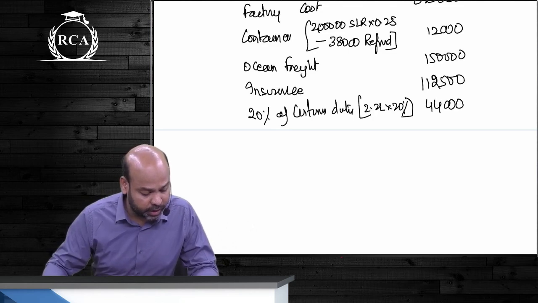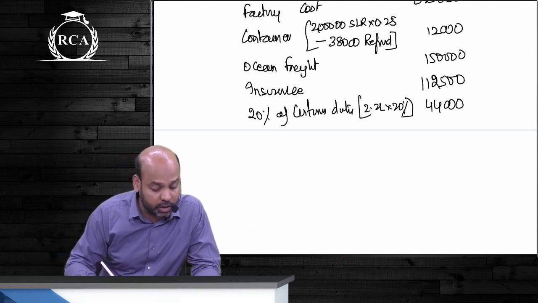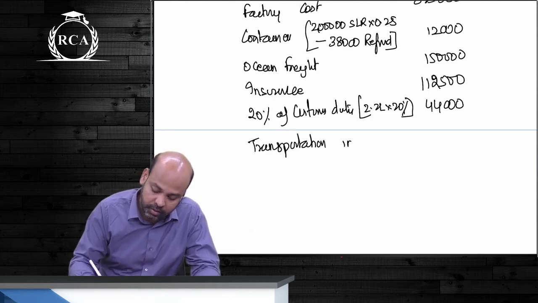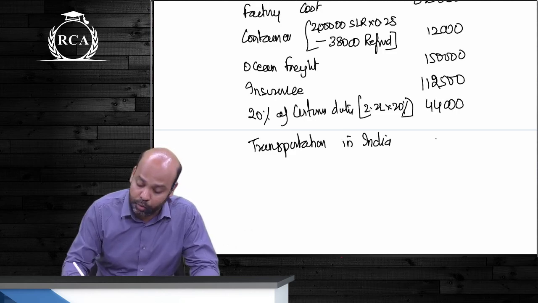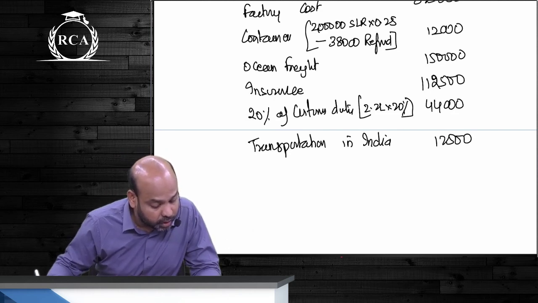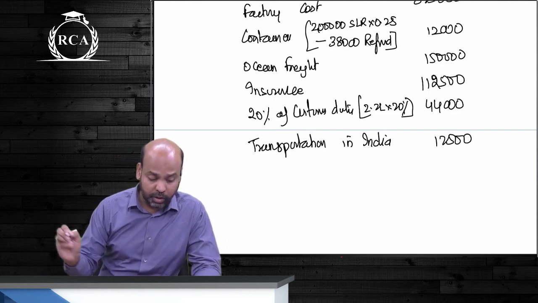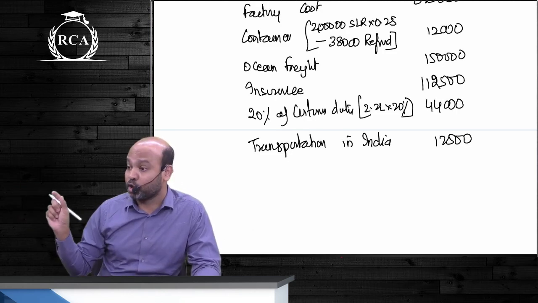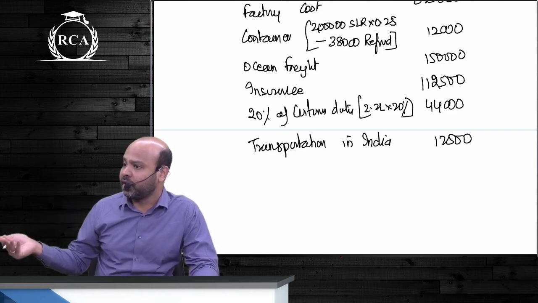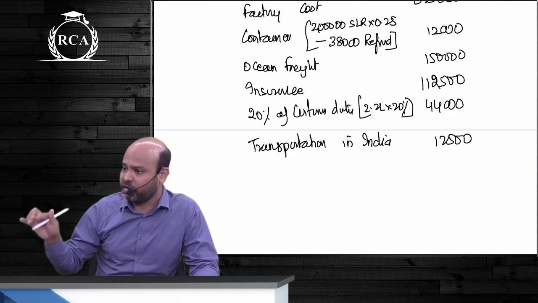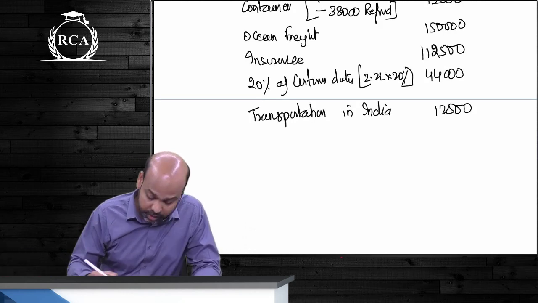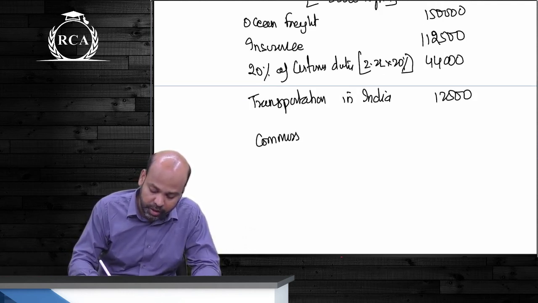IGST, will I include it? No. Will I include the additional transportation in India? How much is transportation in India? Directly related to procurement of cost. Yes or no? Next, normal loss comes later. Normal loss is only to compute cost per unit. It has nothing to do with total cost. Once we compute total cost, I can divide by the number of units. Now, how much is the commission to the Indian broker?